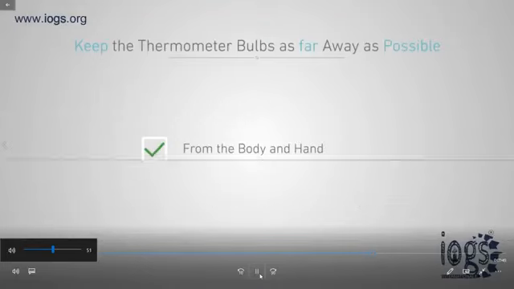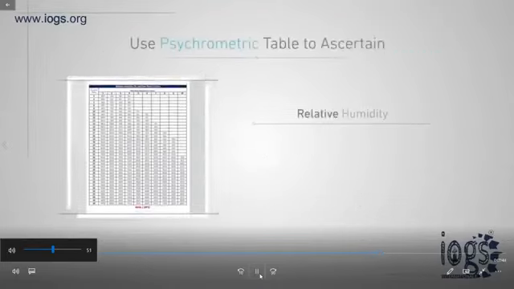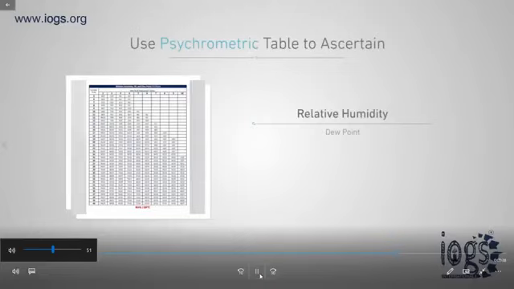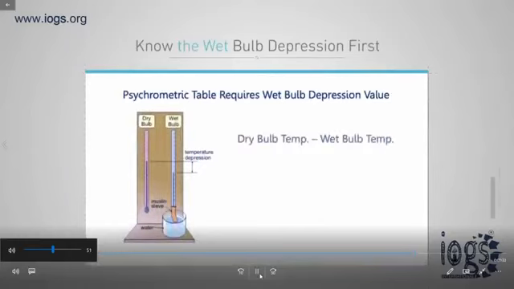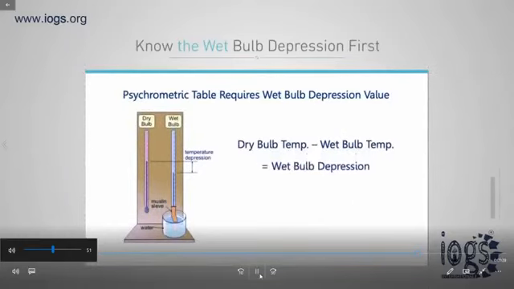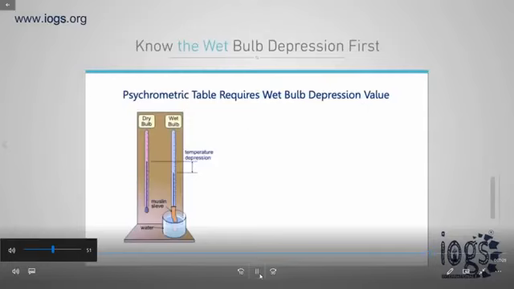the thermometer bulbs. After the wet and dry bulb temperature is established, a psychrometric table or psychrometer calculator is utilized to ascertain relative humidity and dew point of the air. The psychrometric table needs wet bulb depression value. The wet bulb depression value is the difference between the dry and wet bulb temperatures.